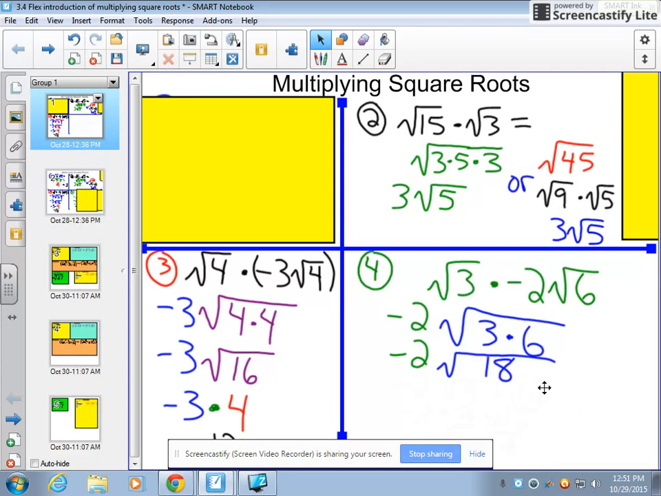Two numbers that give me 18, well, I could have done 3 and 6, but those weren't perfect squares. So I'm going to break that down to square root of 9 times square root of 2, bringing down that negative 2 with it yet. Square root of 9 is 3. I still have left that square root of 2. And then on the end, I have the negative 2 on the outside as well. The last thing I have, the answer is square root of 2. And then negative 2 times that 3 gives me that negative 6 there.